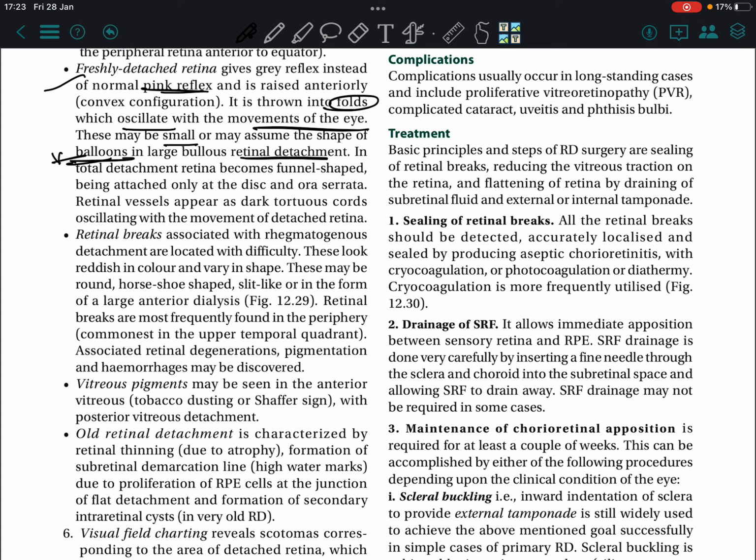In large balloons, it is called bullous retinal detachment. In total detachment, the retina becomes funnel shaped, being attached only at the disc and ora serrata. Retinal vessels appear as dark tortuous cords oscillating with movements of the detached retina.